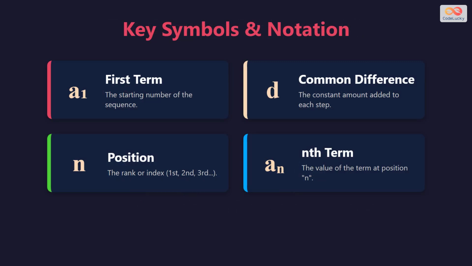Before we go further, let's get comfortable with the symbols. a1 is your starting point, the first term. d is the common difference we just talked about. n represents the position in the list, like first, second, or 10th, and a_n is the actual value of the number sitting at that position.